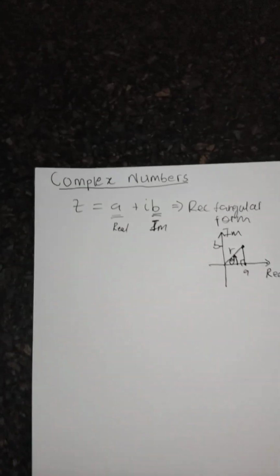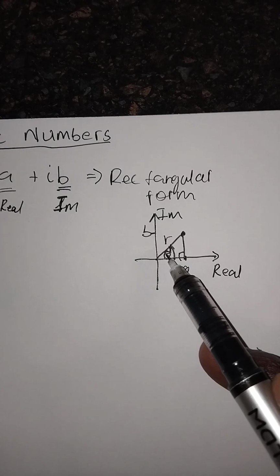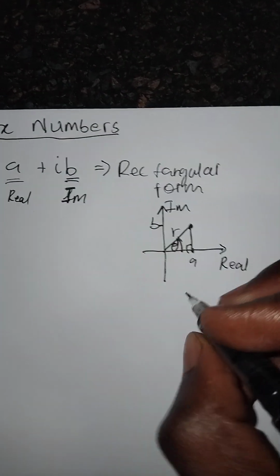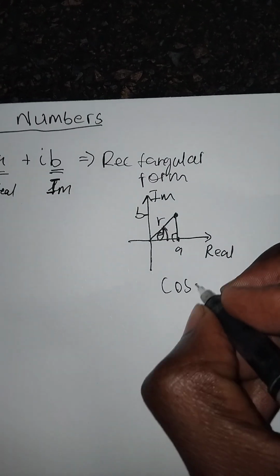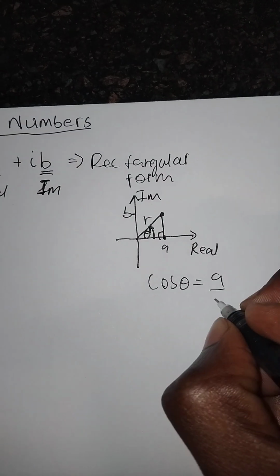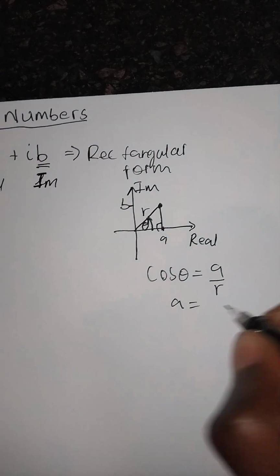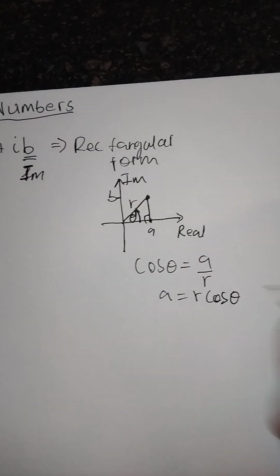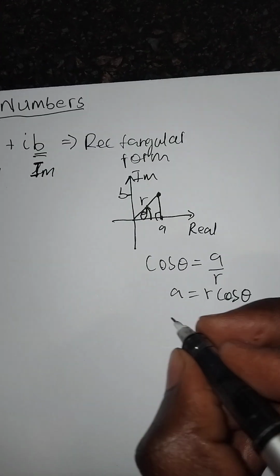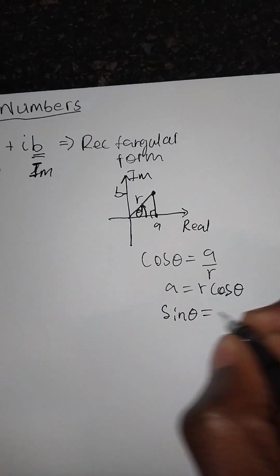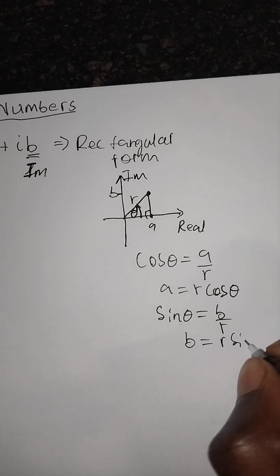Now I would like to find the relationship between theta and a, and also between theta and b. I'm just going to use SOHCAHTOA, a simpler way to find the relationship. We know that cos theta equals a over r, where r is our hypotenuse. Making a the subject, I end up with a equals r cos theta. I can also say that sine theta equals b over r. If I cross multiply, I end up with b equals r sine theta.